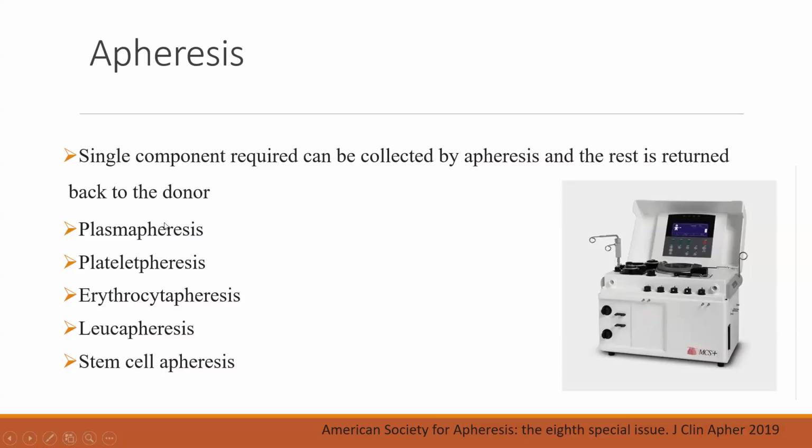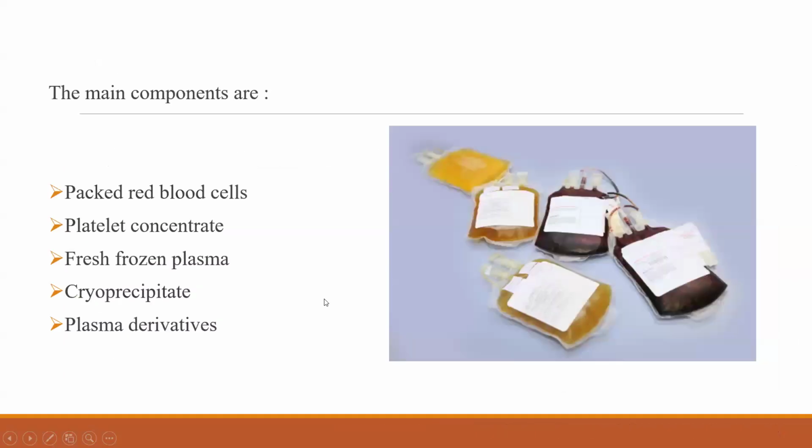Now, based on the components we separate, the name is given accordingly. In plasmapheresis, we separate plasma. In plateletpheresis, we separate platelets, in erythrocytapheresis we get RBCs, and in leucapheresis, WBCs. In stem cell apheresis, we separate stem cells.